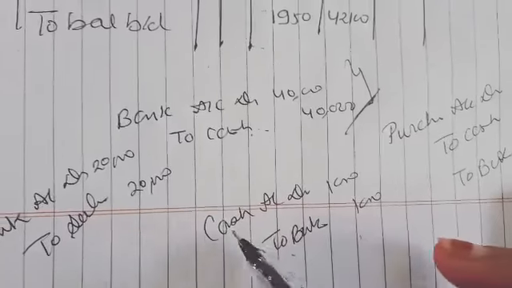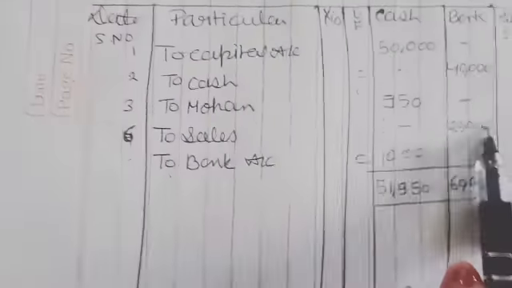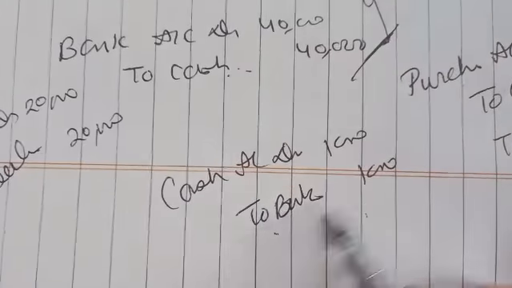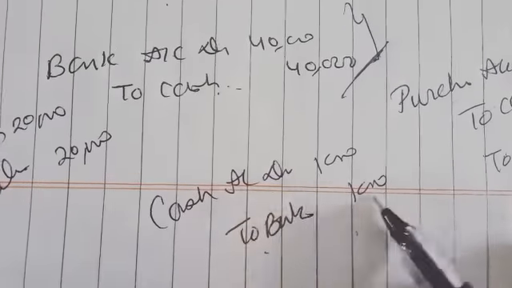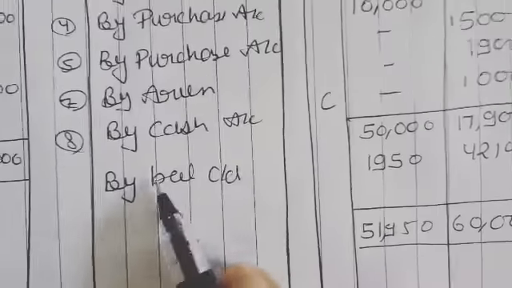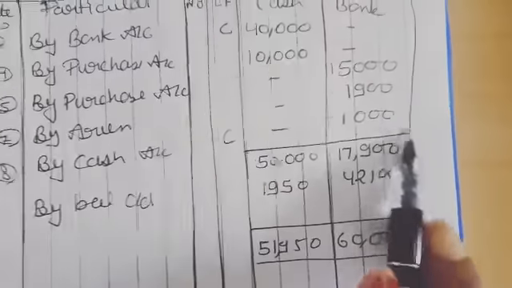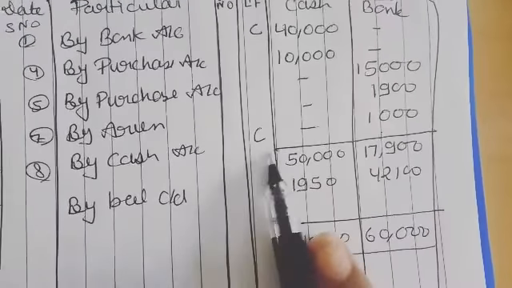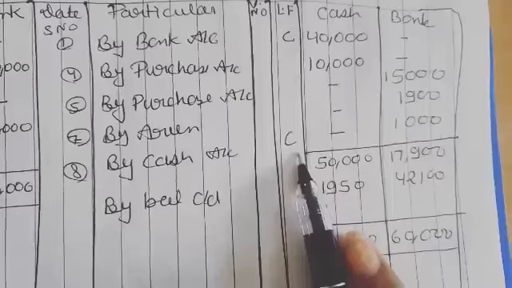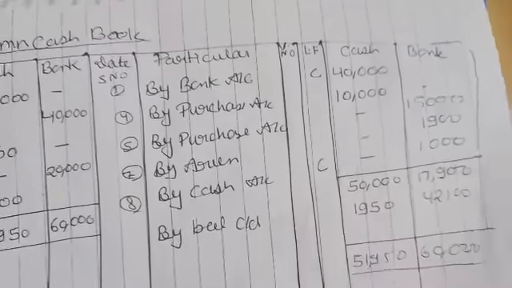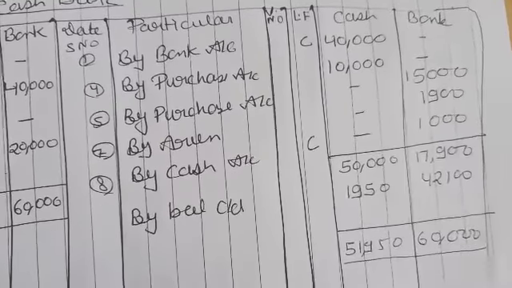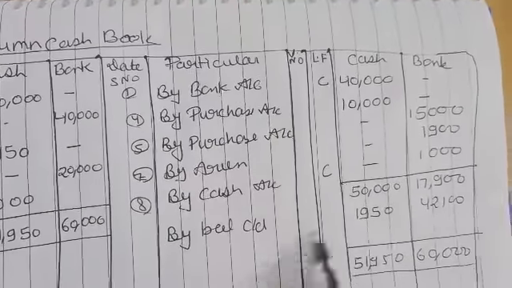In the cash book, as cash is written on the debit side, to bank will be written on the debit side of the cash column. If we prepare the ledger of bank, as bank is on the credit side, by cash will be written on the credit side of the bank column, by cash account 1,000. Again we will write C because it is a contra entry, because this transaction will be recorded in both the cash column and the bank column.